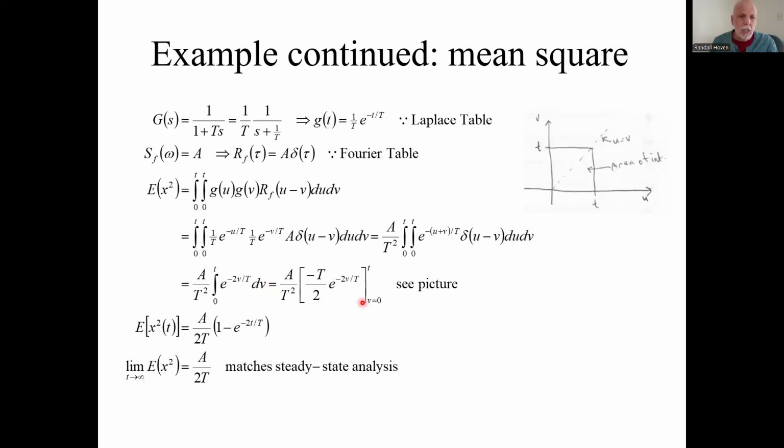So now I take the other integral the way I normally would, and end up with this for the mean square value. As time goes to infinity, this part goes to 0, and I'm just left with A over 2T. I think I did this in steady state analysis and came up with the same answer. Now we do it by finding the answer for all time and then taking the limit. This time I'm only worried about as time goes to infinity.